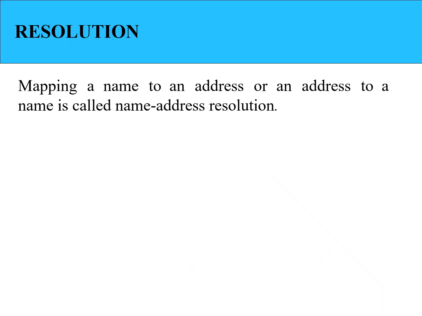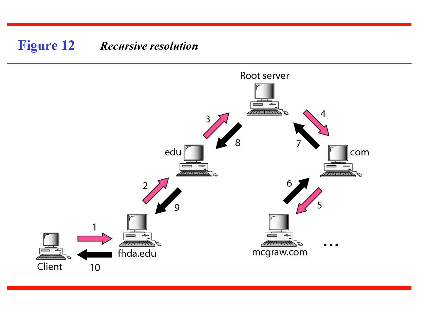Now we are going to see resolution. What do we mean by resolution? Mapping a name to an address, or an address to a name, is called name-address resolution. In resolution, there are two types: one is recursive resolution, and the other is iterative resolution. Let us see the working of recursive resolution.